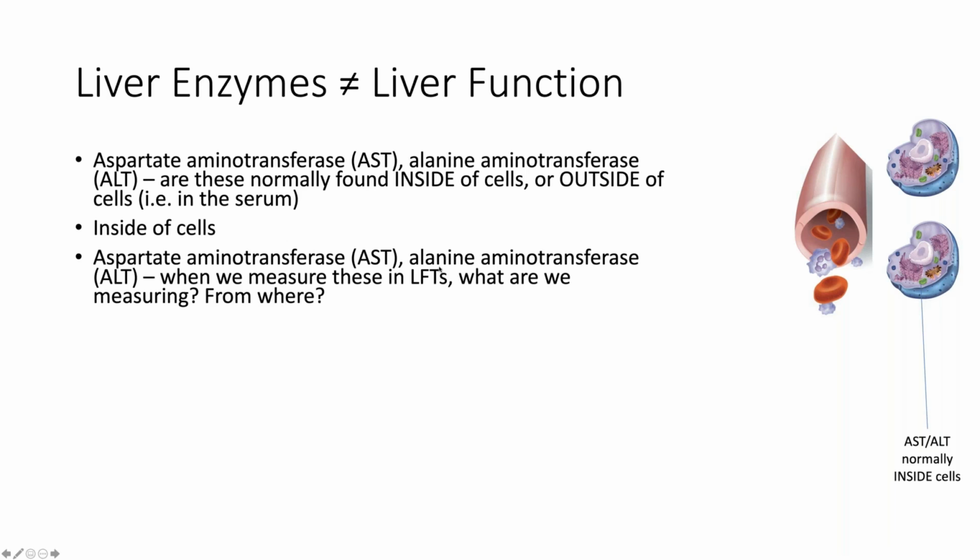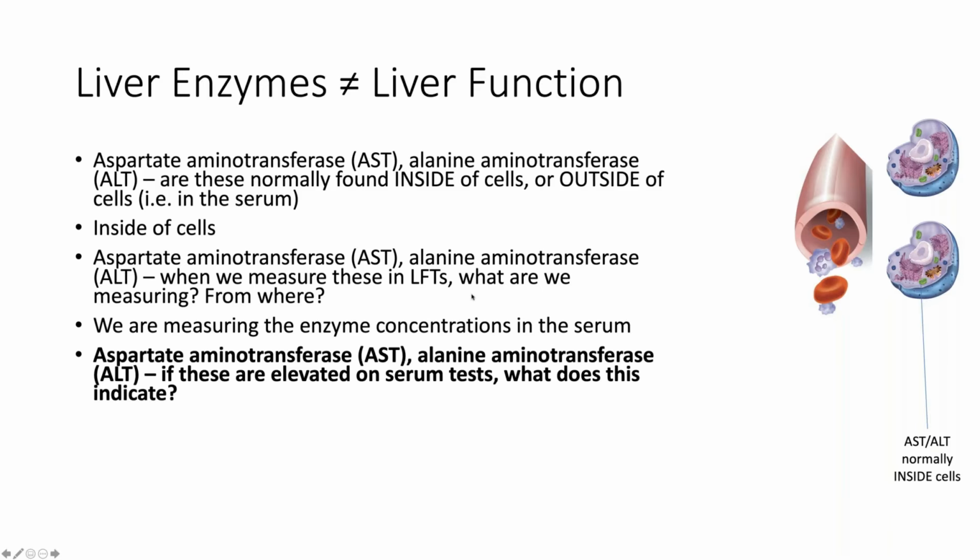So when we measure these LFTs, what are we actually measuring? Where are we actually measuring it? In the serum? Yeah, we're actually measuring it from their blood. You do venipuncture, you draw some blood, and then you're looking at it in the blood. But again, these are only supposed to be found inside of cells. So AST and ALT, if these are elevated on a serum test, what does this indicate?